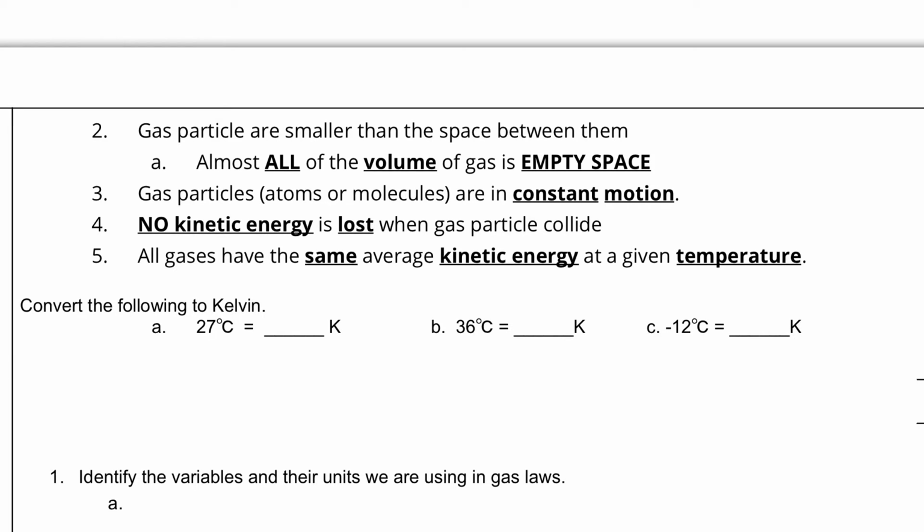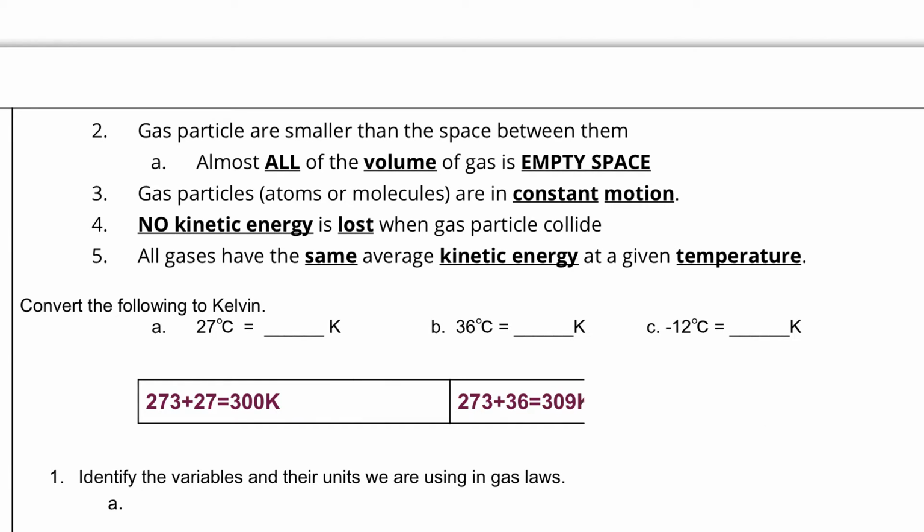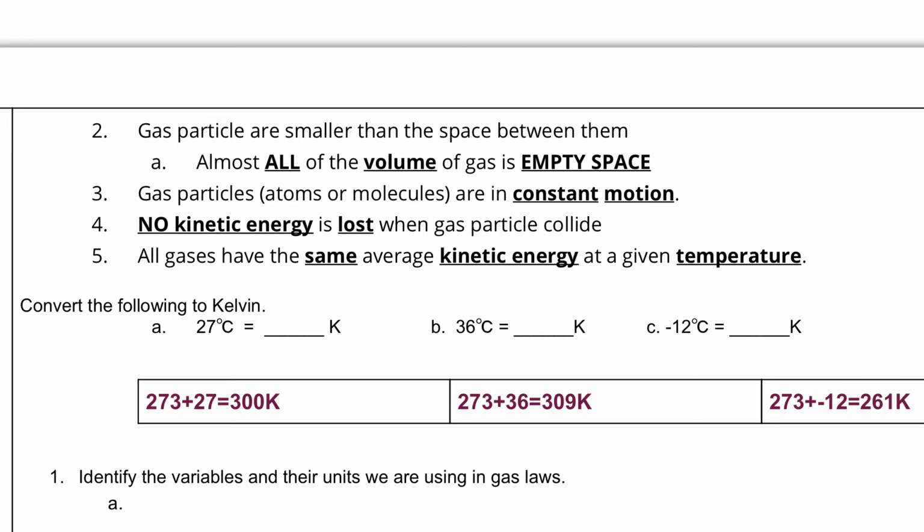The next part says to convert the following temperatures to Kelvin. So 23 degrees Celsius, I add 273 and I get 300 K. The next one is 36 degrees Celsius, I add that to 273 and I get 309 K. The final one is negative 12 degrees Celsius. Well, 273 plus negative 12 is 261 K.